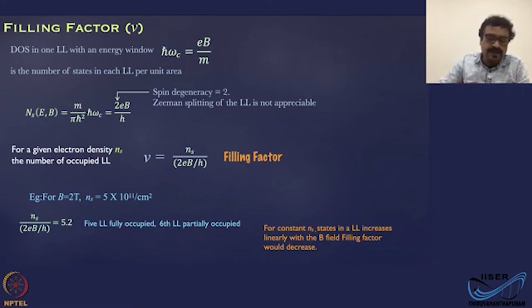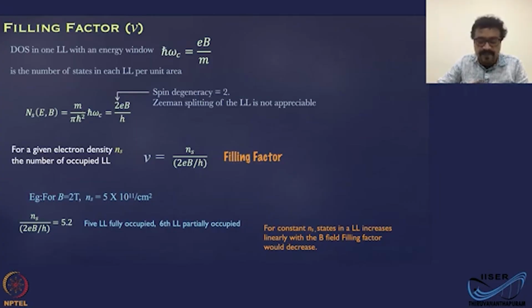So the density of states in one Landau level with an energy window ħeB/m is given by the density of states per unit area times the energy window. The energy window is ħωc, and you can replace ωc with eB/m, then you will get this number 2eB/h. Okay, and this 2 here stands for the spin degeneracy.